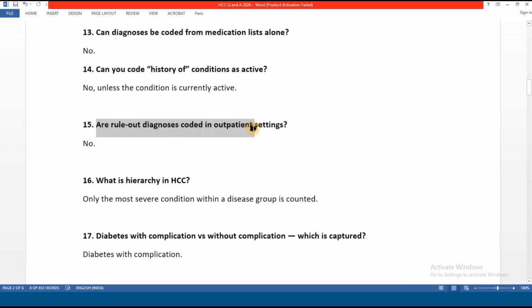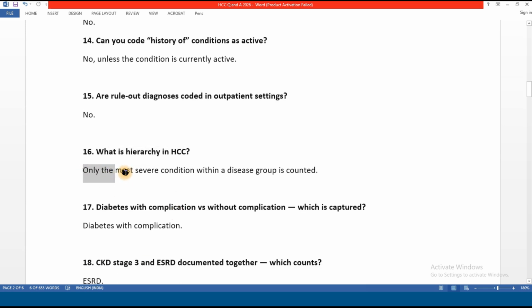Can a rule out diagnosis be coded in outpatient settings? No. Okay, in the inpatient setting we will code the rule out diagnosis, but in the outpatient setting we will not code. So next, what is hierarchy in HCC? Only the most severe condition within a disease group is counted. As all of us know, HCC is based on hierarchy, where the most severe condition within a disease group is counted once.